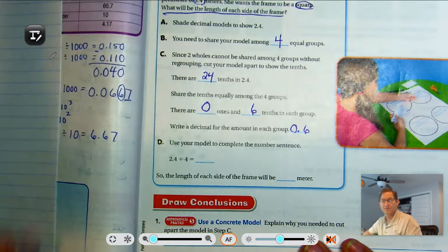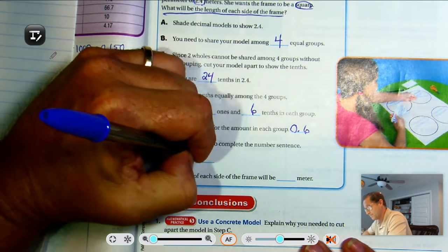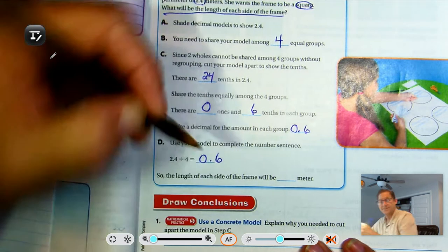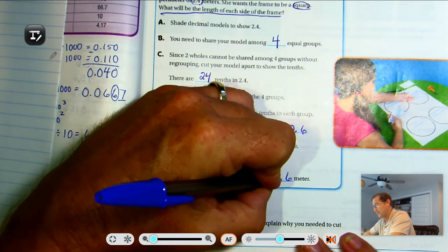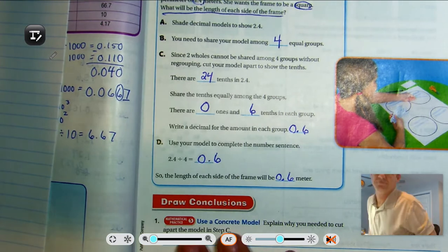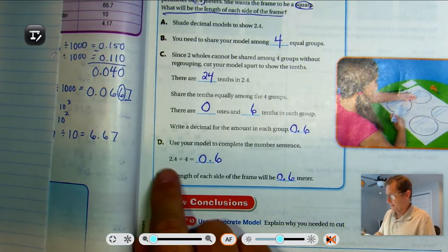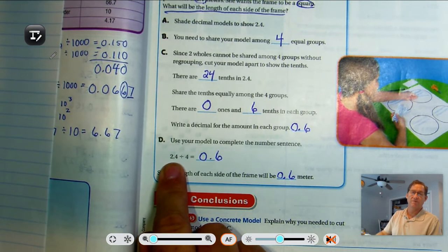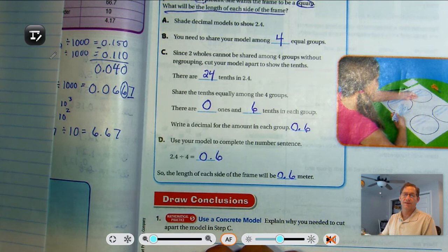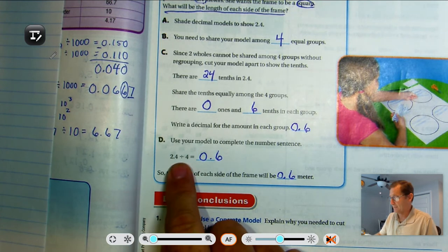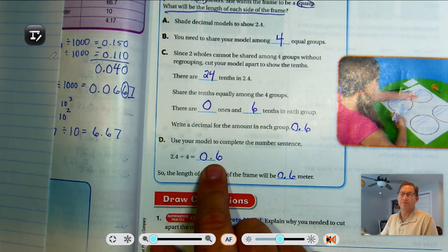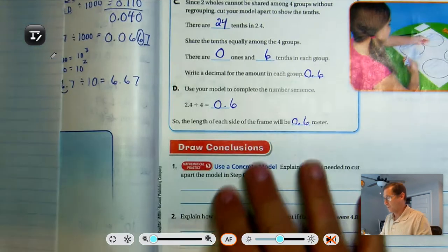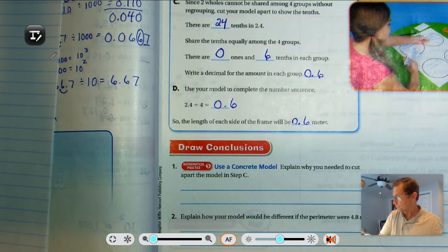So 2 4/10 divided by 4 is 6 tenths. So each side has to be 6 tenths of a meter. Okay? And that would make sense. 24 divided by 4 is 6. But we're dividing a number that's in the tenths by a whole number, so our answer has to be in the tenths. All right, so now number one.